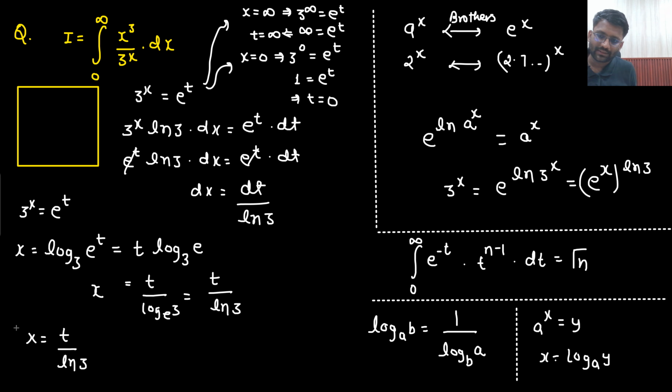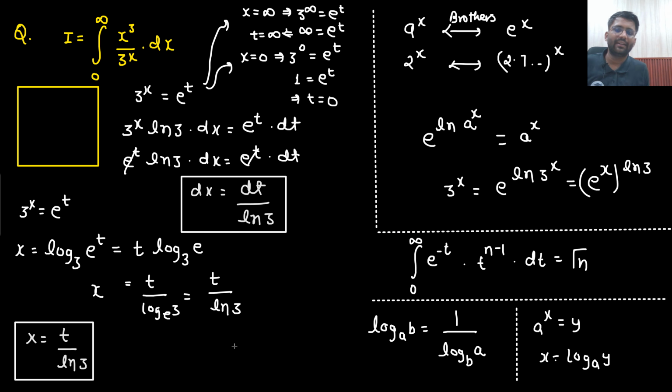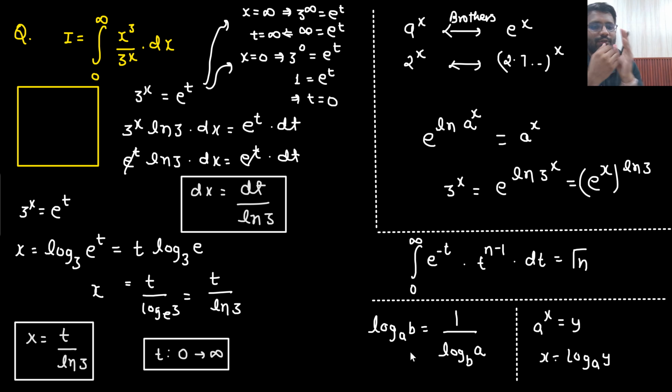So x is coming out to be t by ln 3, dx is coming out to be dt by ln 3, and t is going from 0 to infinity. The limit is going from 0 to infinity. Now I can replace the things. Say yes or no. Now my job would be done. So let's do it now. The limit is going from 0 to infinity.